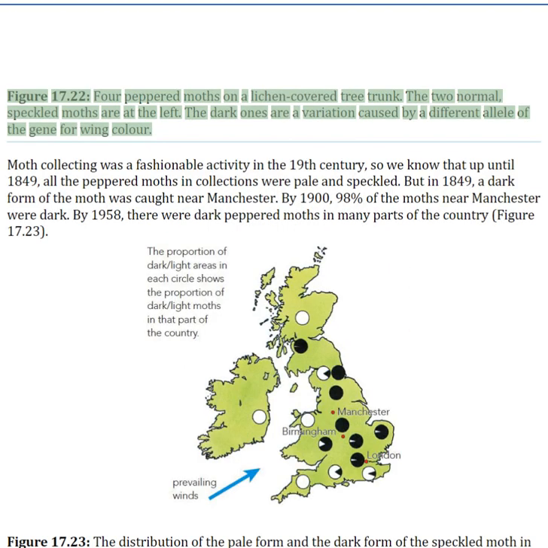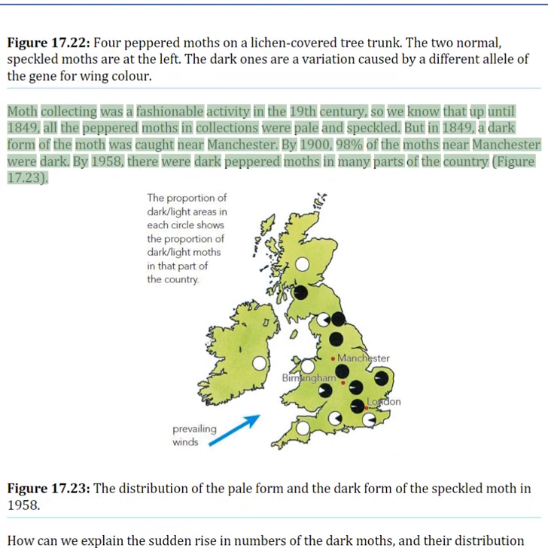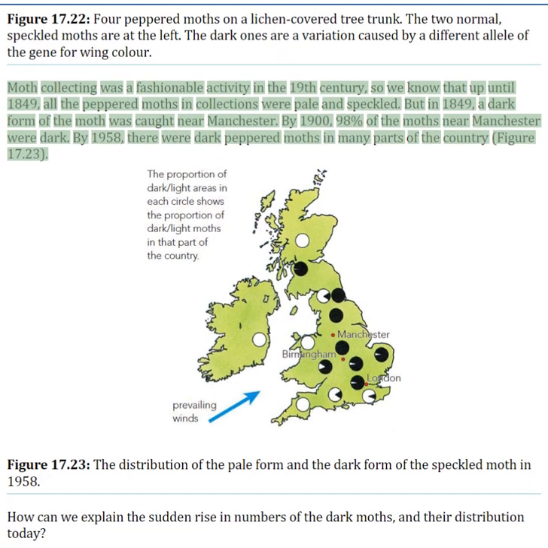Figure 17.22. 4 peppered moths on a lichen-covered tree trunk. The 2 normal, speckled moths are at the left. The dark ones are a variation caused by a different allele of the gene for wing color. Moth collecting was a fashionable activity in the 19th century, so we know that up until 1849, all the peppered moths in collections were pale and speckled.